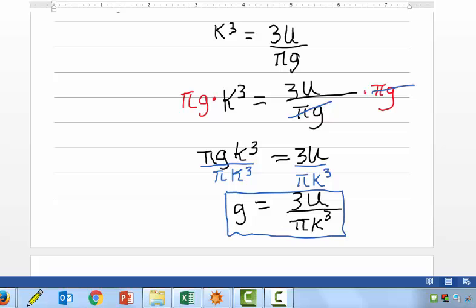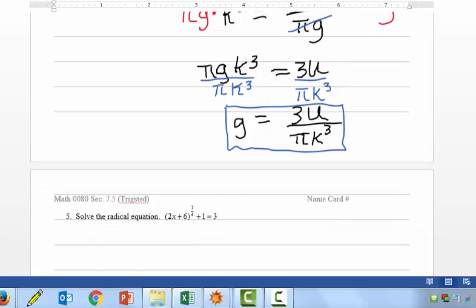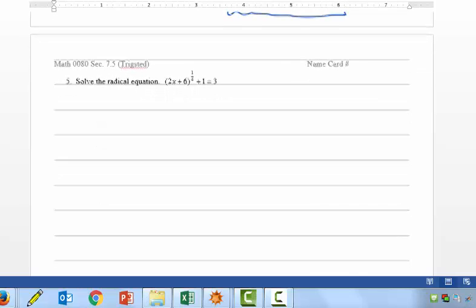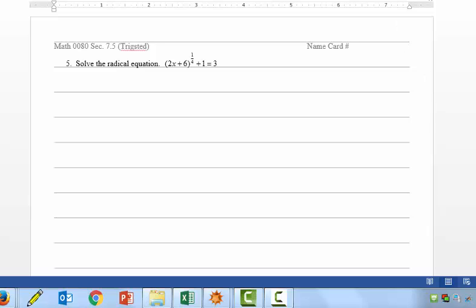Okay, so in the final problem, I have a disguised radical written as a rational exponent. We know from our earlier work that a rational exponent is merely a radical. So this could be written as the fourth root of 2x plus 6 plus 1 equals 3. Or we could have left it as a power of 1/4. So this is also a radical equation.